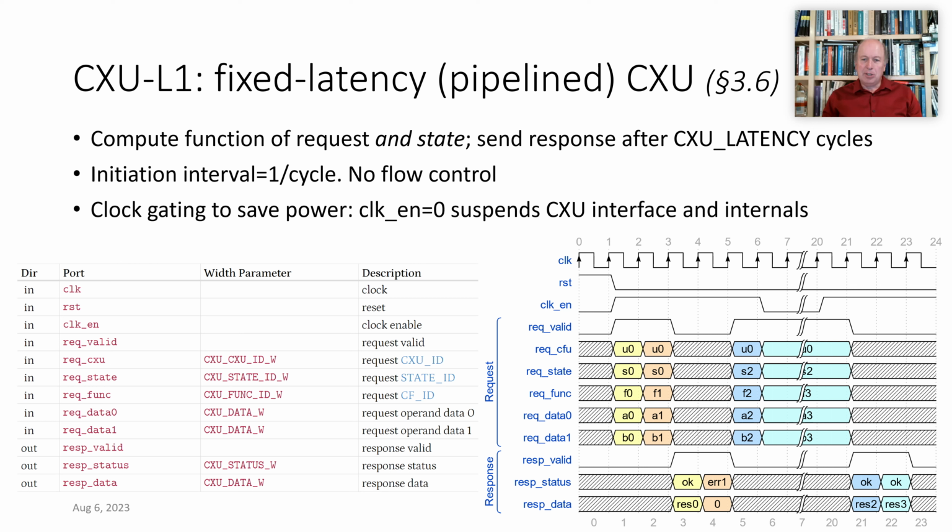Clocked CXUs do have an optional clock gating to save power. Negating the clock enable input suspends the CXU interface and internals. This works well on FPGAs whose flip-flops all have a free clock enable input. In the waveform at right, the CXU has a CXU latency of 2 cycles. The first 2 requests arrive in cycles 1 and 2, with responses in cycles 3 and 4. The next 2 requests arrive in cycles 5 and 6, but then the clock enable is negated, and so the final 2 responses are received in cycles 21 and 22.